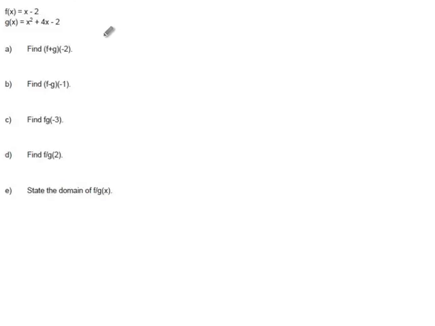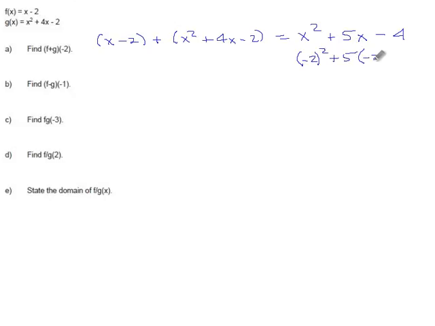Here's f plus g. It's x minus 2, that's function f, plus x squared plus 4x minus 2. Now you can add those and collect like terms, and you'll get x squared plus 5x minus 4. And then we can sub in negative 2 as the value for x. So we get negative 2 squared plus 5 times negative 2 minus 4, which is what? 4 minus 10 minus 4 is negative 10, if I'm not mistaken.